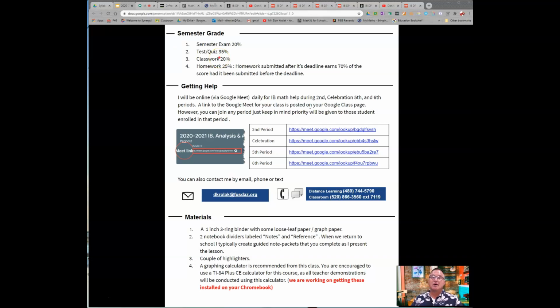All right, homework is assigned, and typically it's due 2 days after I assign it. On the weekly agenda, I'll list when an assignment is due, so you know. Homework has to be submitted prior to that deadline, and the deadline is typically 2 days later at midnight. Homework submitted after that earns up to 70% of what it would have earned had it been turned in on time. So if you turned it in late and you got everything right, instead of 100, it would count as a 70.